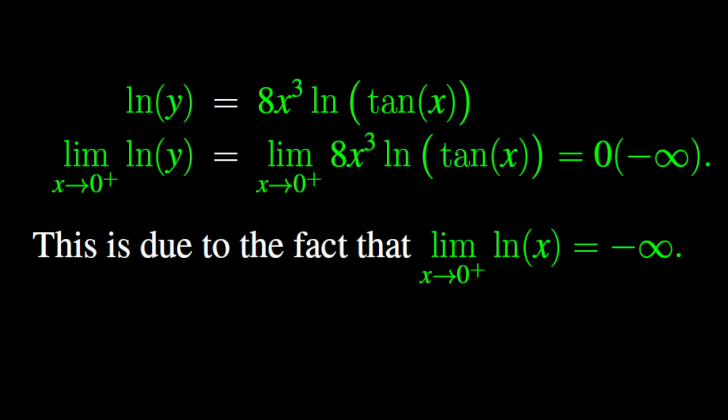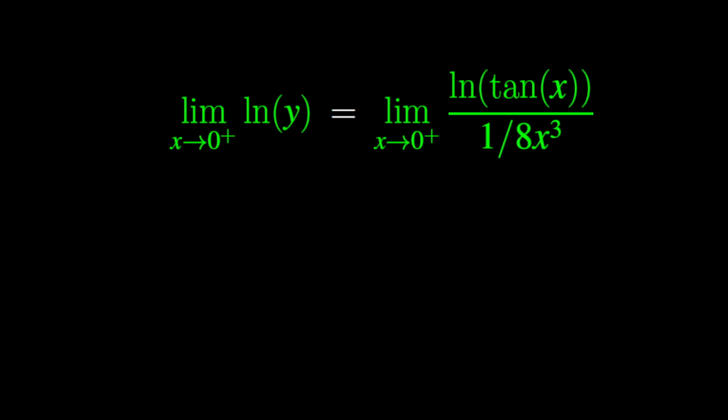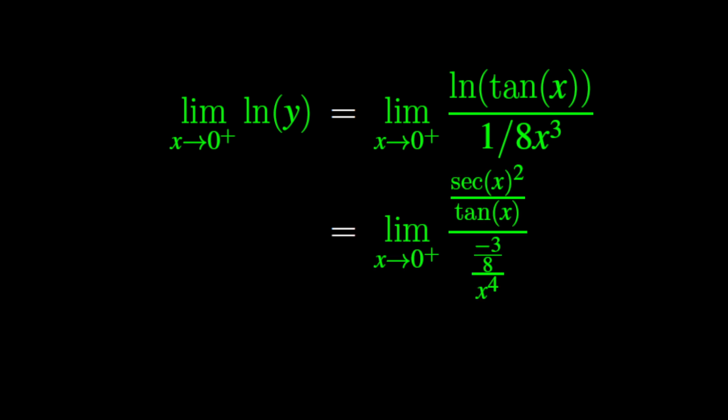This is due to the fact that the limit as x goes to 0 of logarithm of x is negative infinity. In order to apply L'Hospital rule, we first have to rewrite logarithm of y as a quotient. And then, take the limit as x goes to 0 plus of the derivative of the numerator as well as the derivative of the denominator. The derivative of the numerator logarithm of tangent of x is the fraction secant of x to the power 2 over tangent of x, and the derivative of the denominator 1 over 8x cubed is minus 3 over 8 over x to the power 4.